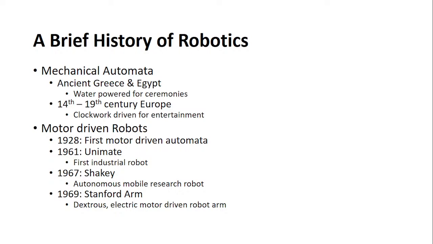So the first motor driven robot was built in 1928, almost 100 years ago. Then a more modern version was built in 1961, called Unimate. So the Unimate was the first industrial robot. Then in 1967, Shaky, an autonomous mobile research robot. So it was a research robot. Then in 1969, the Stanford Arm, a dexterous electric motor driven robotic arm.